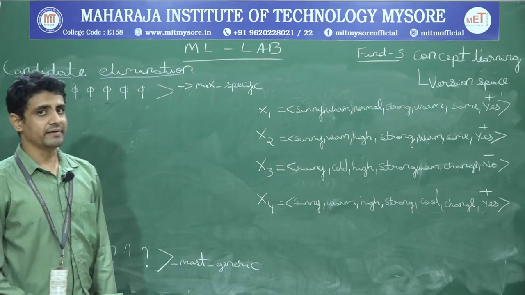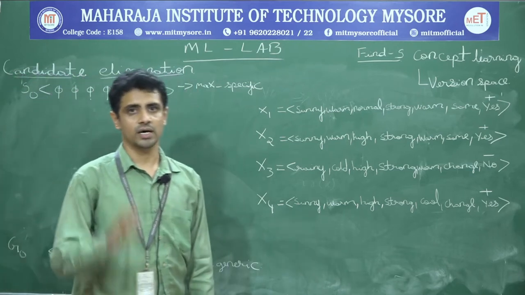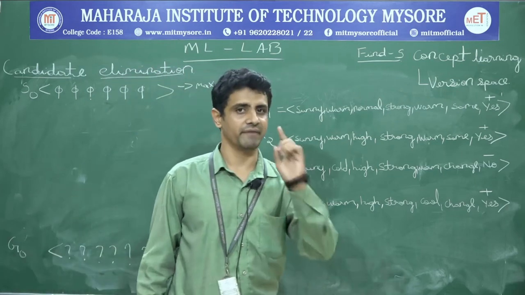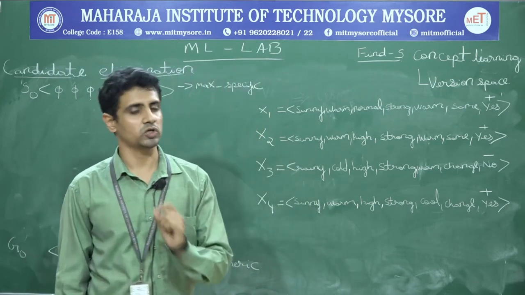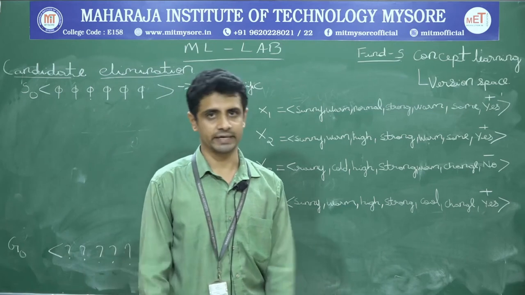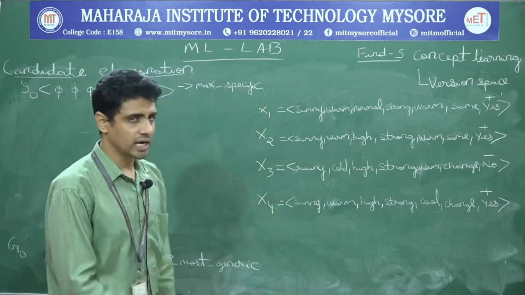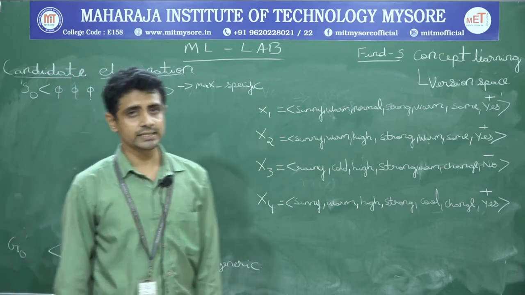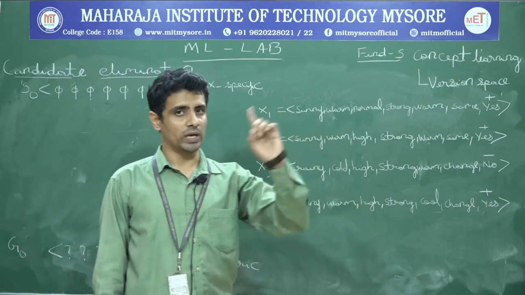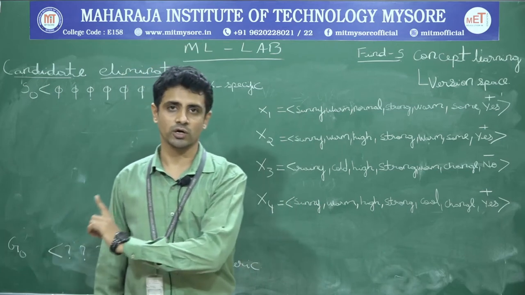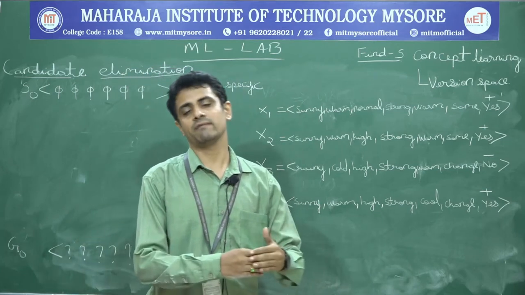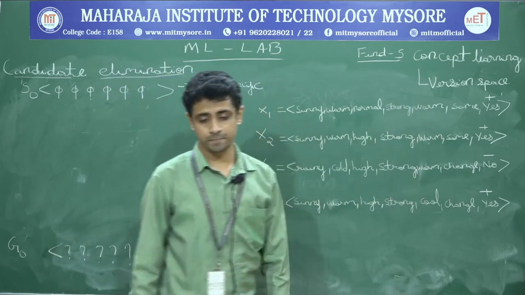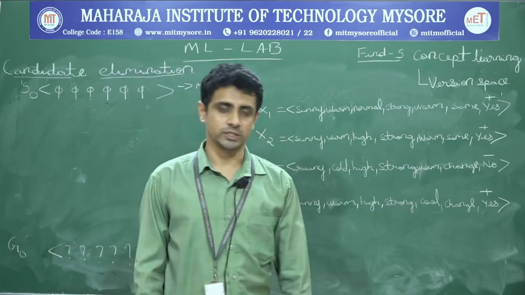Now what is the main difference between Find-S and candidate elimination? The first thing is, in the Find-S algorithm we only take the positive examples, we won't take the negative examples. I'll explain what is positive and negative in the example I'm going to take now. The second thing is, in Find-S we have only one hypothesis, whereas in candidate elimination we have a set of hypotheses, which is called the version space. So what is this version space?